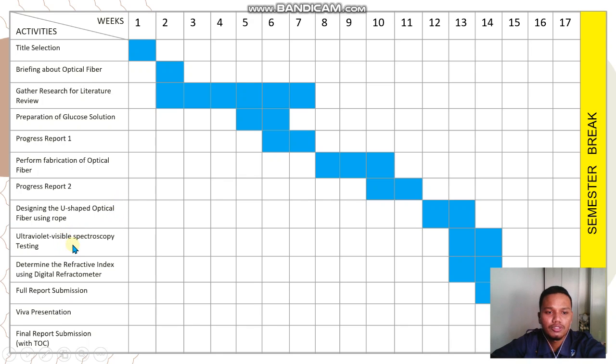Ultraviolet visible spectroscopy testing will be held on weeks 13 to 14, and determining the refractive index using the digital refractometer will also be held on week 13 and week 14. Full report submission will be on week 15 and viva presentation will be on week 16.